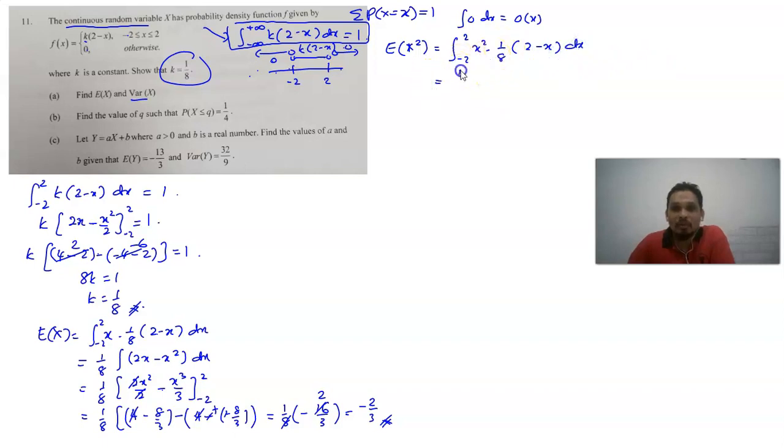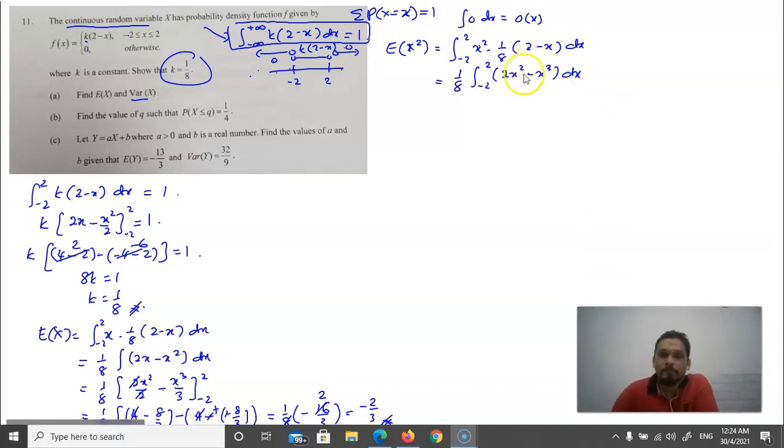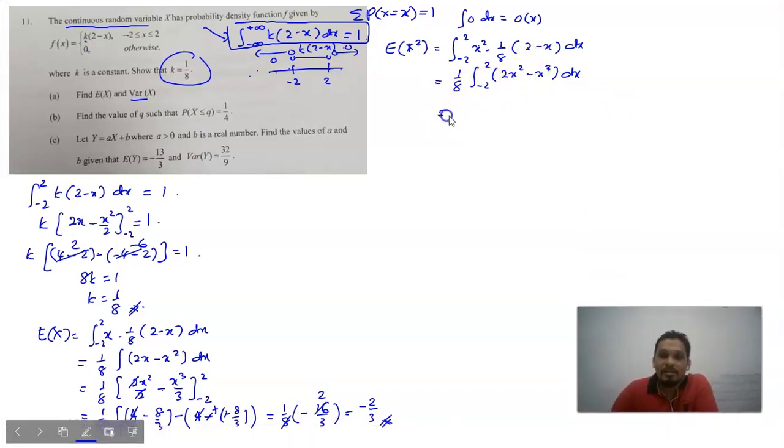So now, 1 over 8 is a constant, take it outside again: 1 over 8 times the integral from negative 2 until 2 of x squared times 2 minus x, which is 2x squared minus x cubed, dx. Integrating this, 2x cubed divided by 3, so x cubed divided by 3 minus x to the power 4 divided by 4, from negative 2 until 2.